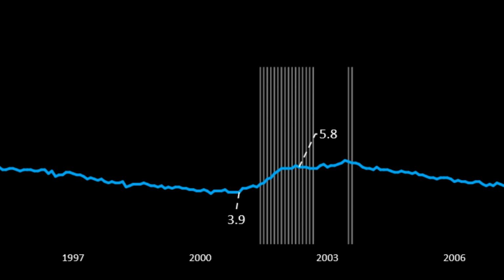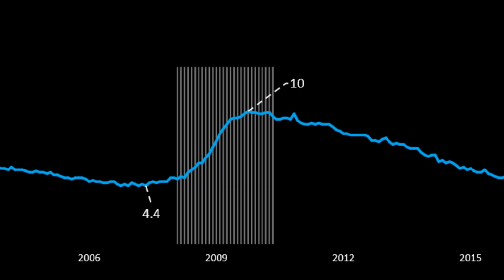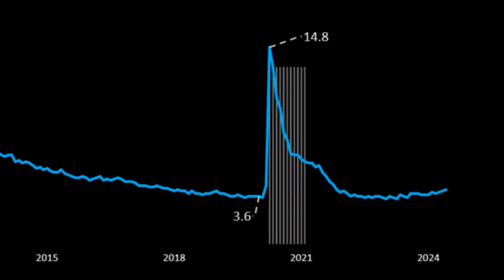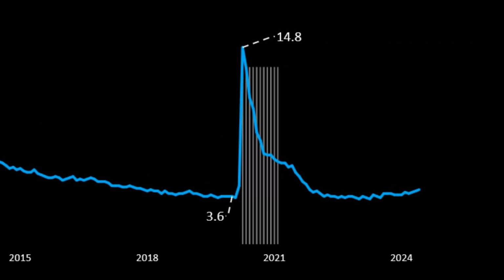Notice how this indicator really does a great job of capturing the brunt of the recession that's defined by this rapid increase in unemployment. In 2008, unemployment rate rose from 4.4 up to 10%. And more recently, during the COVID crisis, 3.6% unemployment spiked up to 14.8%. By the way, in just a moment, we're going to show you what the indicator is now telling us.